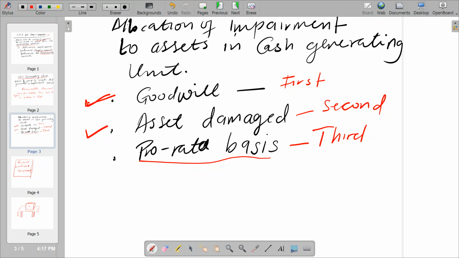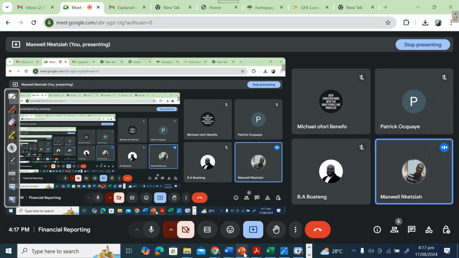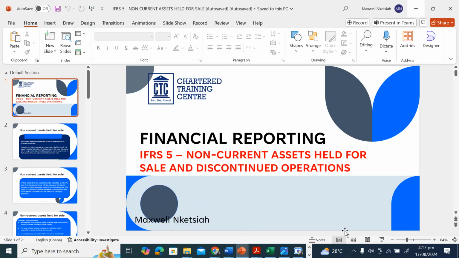So today we are going to look at another standard. We are going to look at IFRS 5, which talks about non-current assets held for sale and discontinued operations.